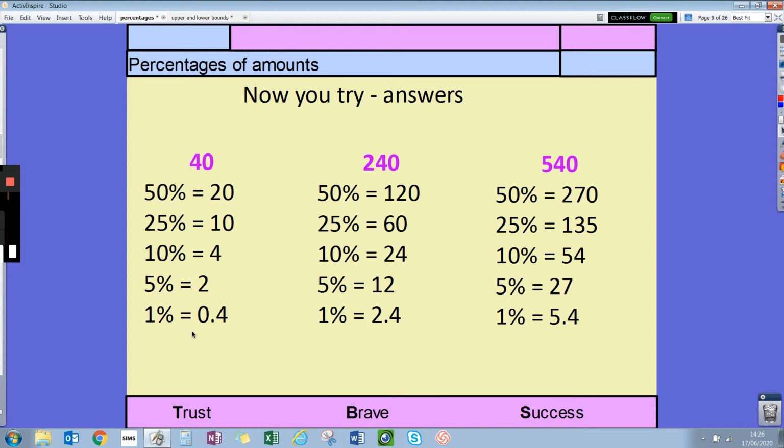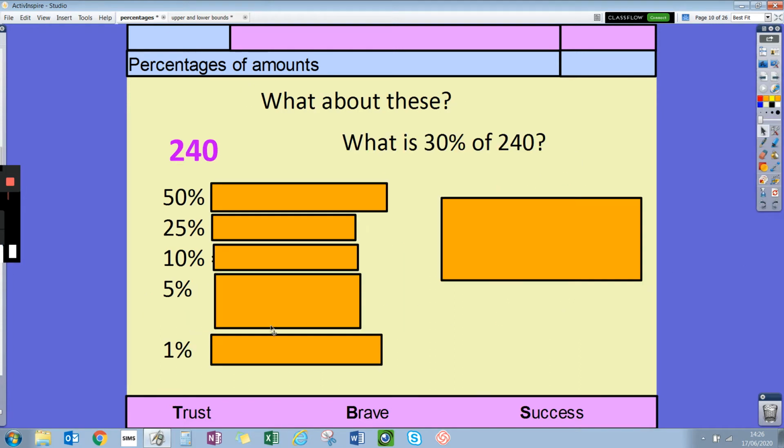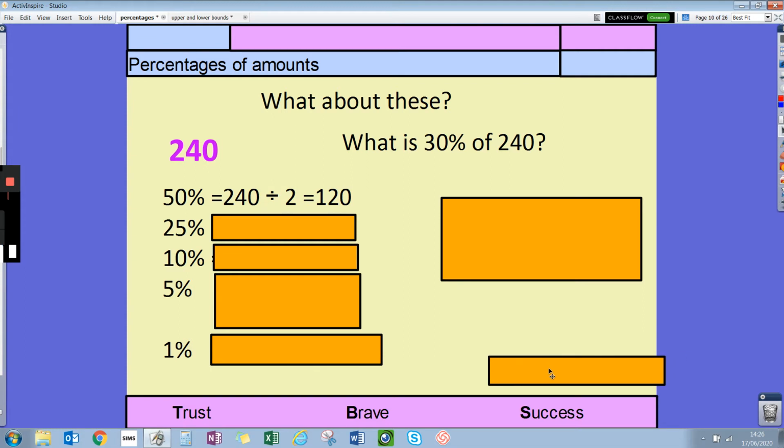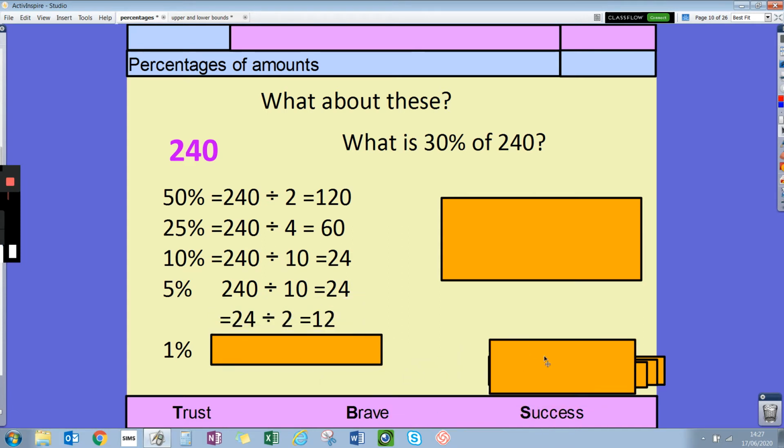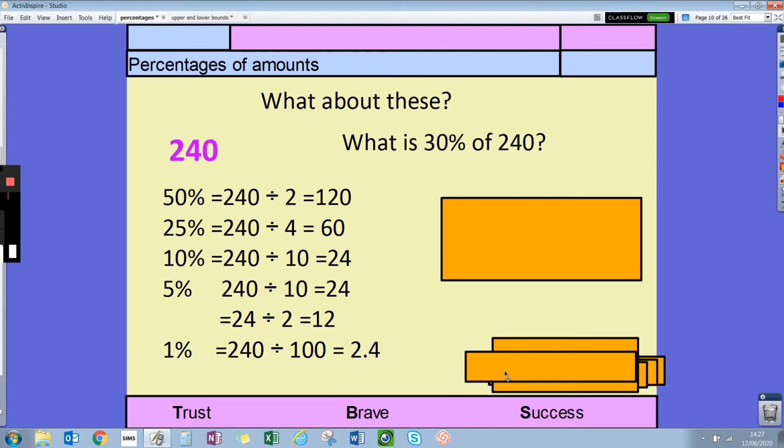answers you've got. So if we look here, we've got our 240, which we had on the slide before. So 50% was 120 because we divide by 2. 25% was 60 because we've divided by 4. 10% is 24 because we've divided by 10. 5%, remember, divide by 10 to get 24, and then divide by 2 to get 12. And then 1%, you divide by 100, which is 2.4.